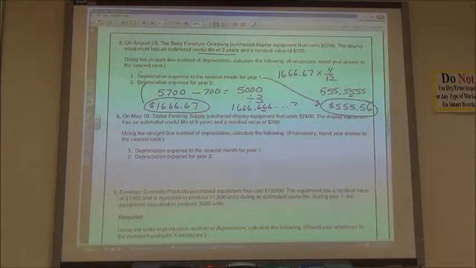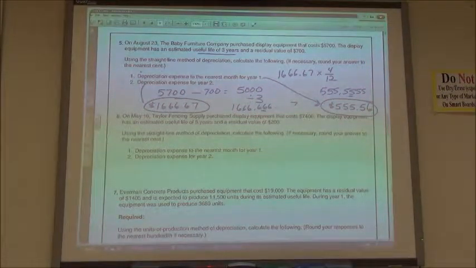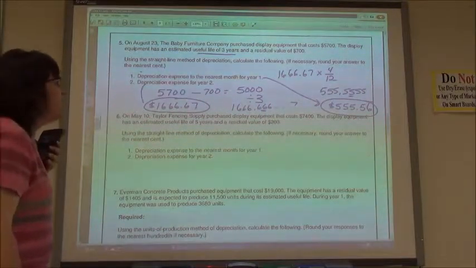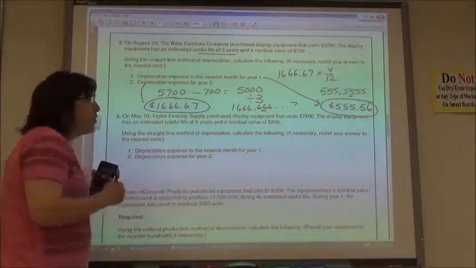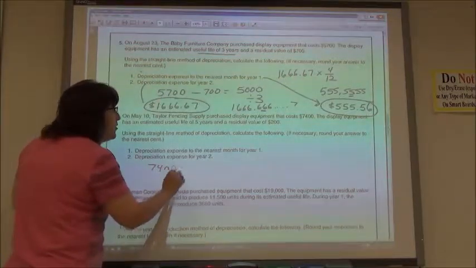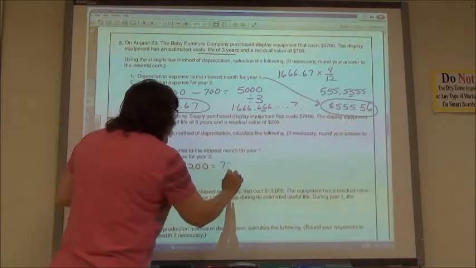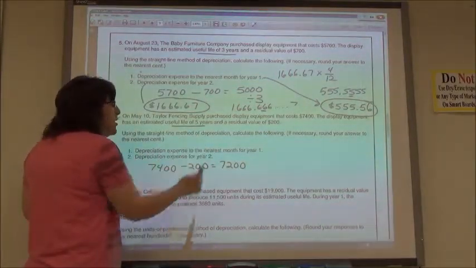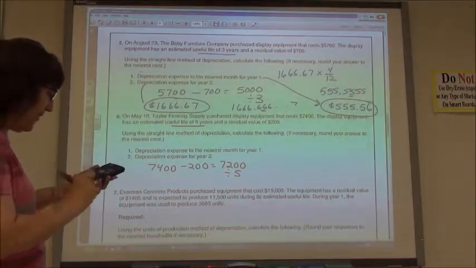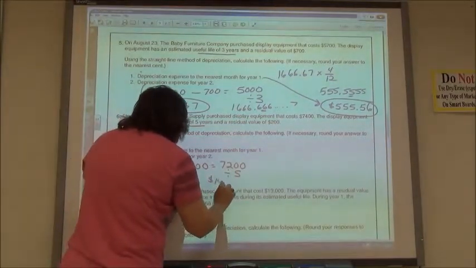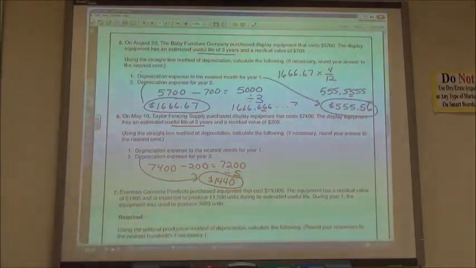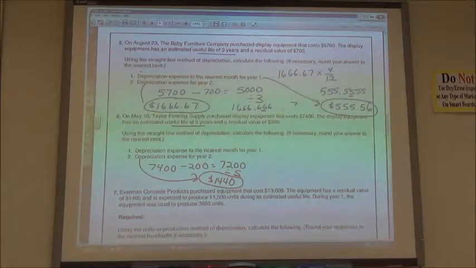Number 6, on May 10th, Head Fencing Supply purchased display equipment that cost $7,400. The display equipment has an estimated useful life of 5 years and a residual value of $200. So again, we're going to calculate the straight line method for 1 full year. 7,400 minus 200 would be 7,200. The estimated useful life, we're going to divide that up over the course of 5 years. 7,200 divided by 5, so 1,440 for a full year's depreciation, which is going to be our year 2's depreciation then, because we're going to have it for the whole year in year 2.